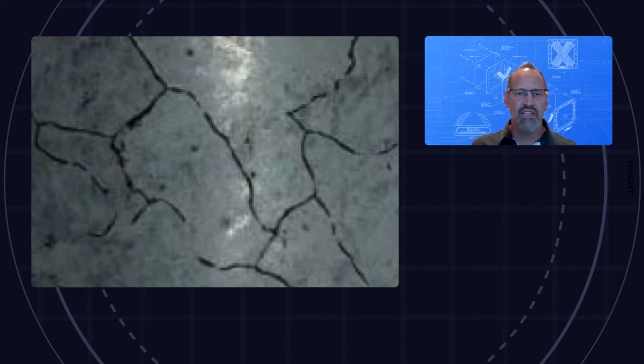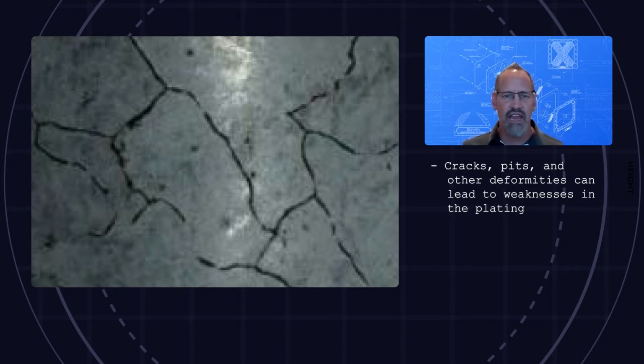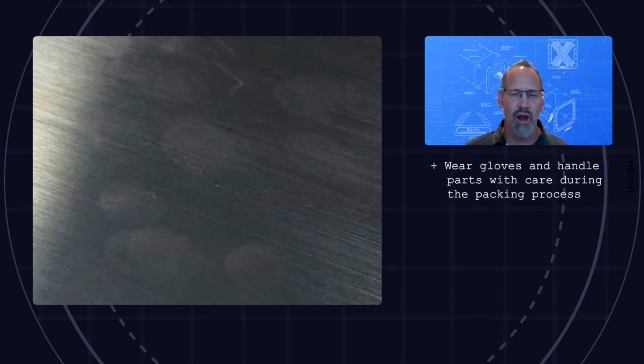The third image is an example of cracks in a plated surface. Cracks, pits, and certain other deformities can lead to weaknesses in the plating and FOD in future operations. This image displays fingerprints and handprints that do not meet the surface finish cosmetic standards. Make sure to handle all parts properly and clean any fingerprints and handprints from the surface before shipping.